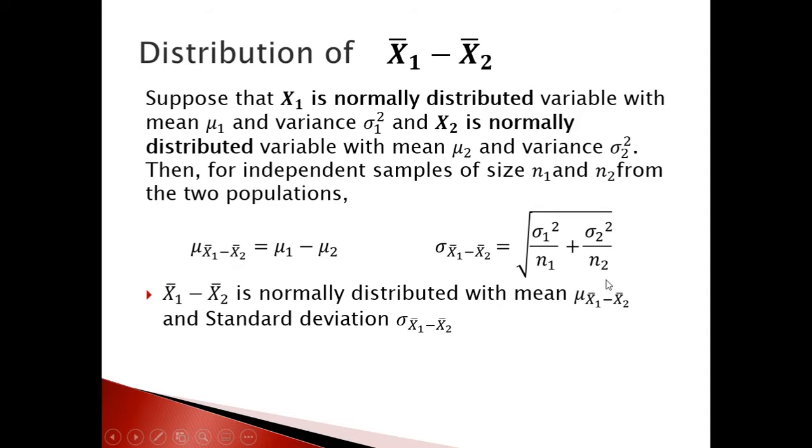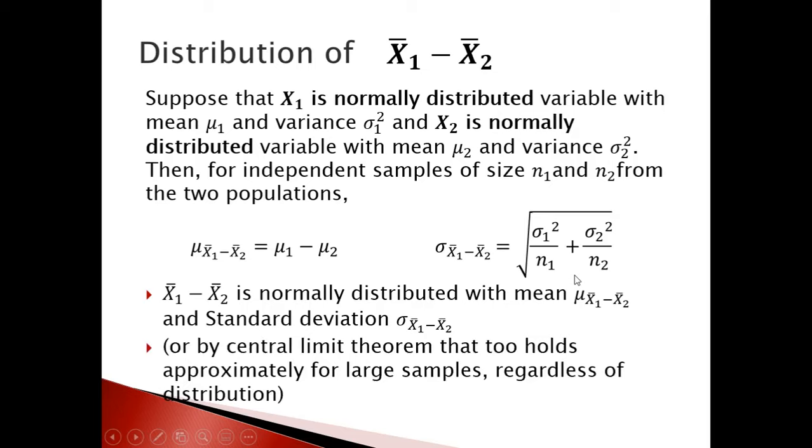x1 bar minus x2 bar is normally distributed with mean mu of x1 bar minus x2 bar, and standard deviation sigma of x1 bar minus x2 bar. We can denote it like this in general. We can get the same result by using the central limit theorem if we have a large enough sample size, regardless of their distribution.